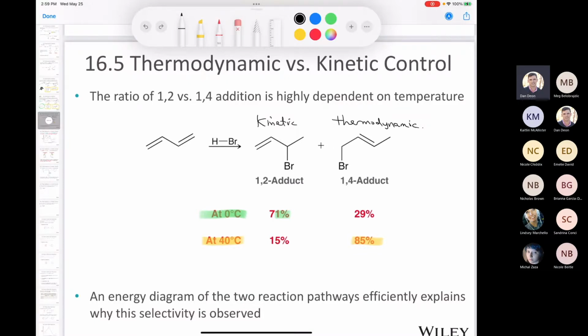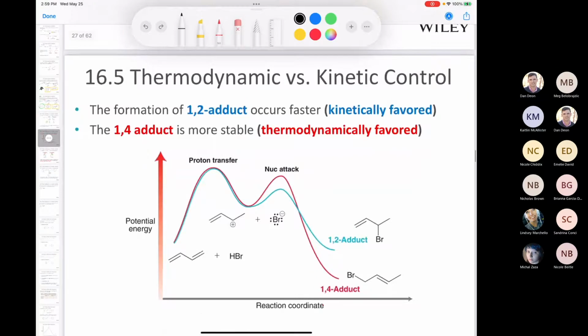Let me show you what I mean. Let's take a look. The formation of the 1,2 adduct forms faster. If you look at the first step for both of them, the activation energy is identical, because it doesn't matter whether you're forming the 1,2 adduct or the 1,4 adduct. The first step is the exact same in both of them. The first step just involves the reaction of HBr with the double bond. The rich get richer in this case, and you end up just forming this allylic carbocation, which you see right here. So that's the same for both of them.